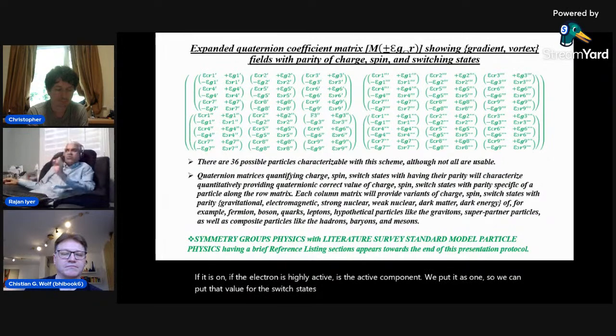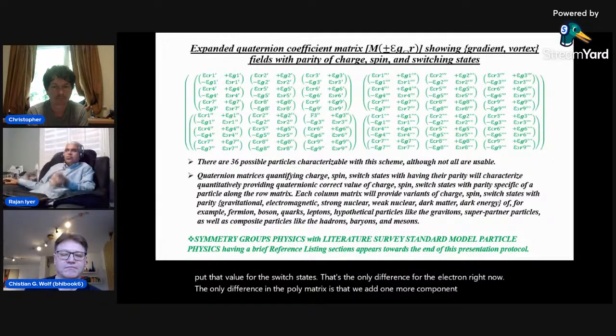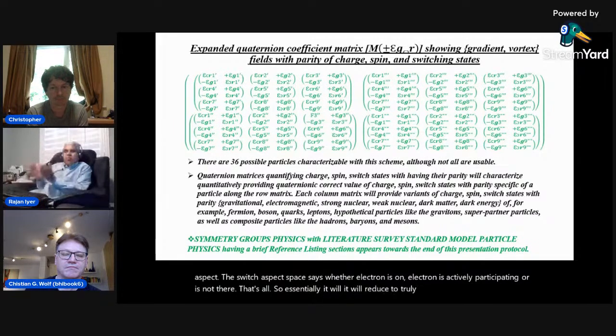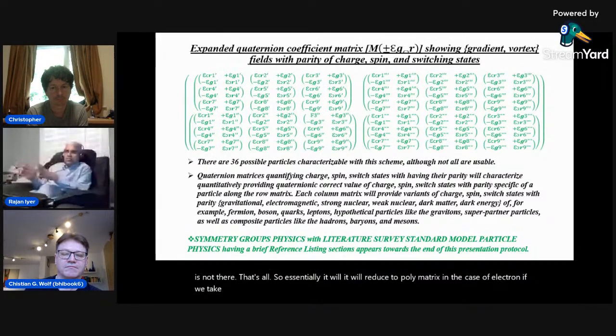That's the only difference. For the electron right now, the only difference from the Pauli matrix is that we add one more component called the switch aspect. The switch aspect says whether the electron is on, actively participating, or is not there. That's all. So essentially, it will reduce to the Pauli matrix in the case of electron if we take out the switch aspects. So essentially the same.